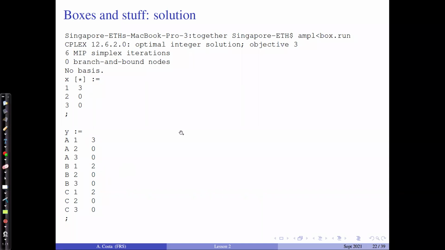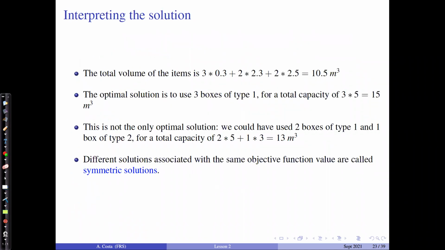Okay, so far? Remember that this seems maybe a little stupid because we are using just the largest box, but the thing is that we just wanted to minimize the number of boxes. And if you look at the total volume, as I said, it is 10.5. So we can use 3 boxes of type 1, and the total capacity is 15, so it's enough to put all of them.